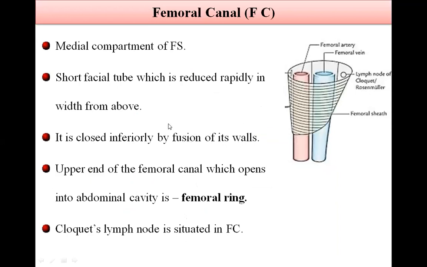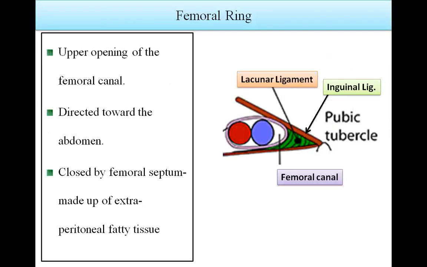Coming to the femoral canal, it is the medialmost compartment of the femoral sheath. Here you can nicely appreciate the femoral canal. It is a short fascial tube which reduces rapidly in width from above downwards. Here you can appreciate it is broad in the upper part and rapidly reduces in width. It is closed inferiorly by the fusion of its wall. The upper end of the femoral canal, which opens into the abdominal cavity, is known as the femoral ring. Cloquet lymph node is situated in the femoral canal.